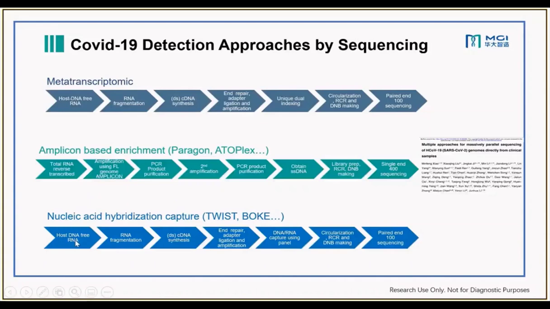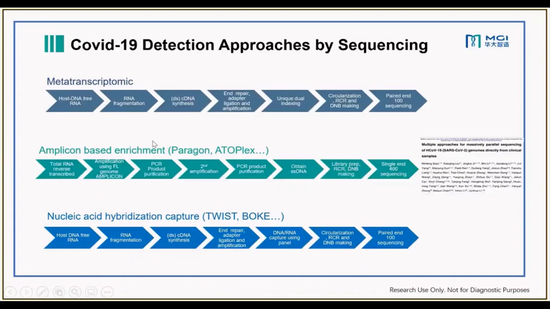Same approach, very similar for hybridization capture, which was done using the bokeh panel. All the steps up to library prep were similar, but after that, the DNA, RNA were captured using the panel, and then circularization, rolling circle replication, and DNB making, followed by paired end 100 sequencing.